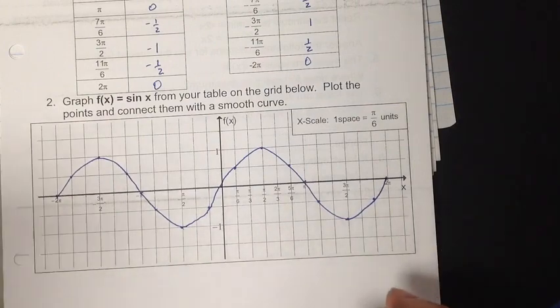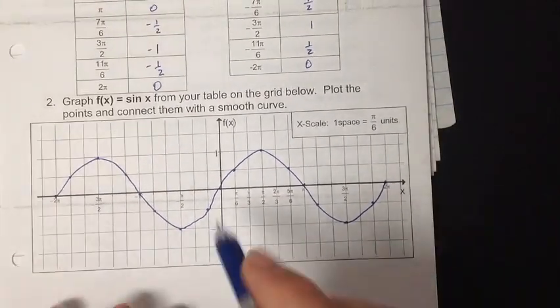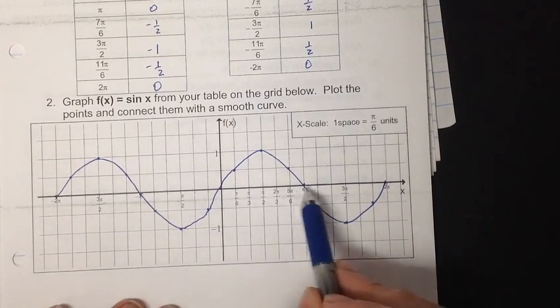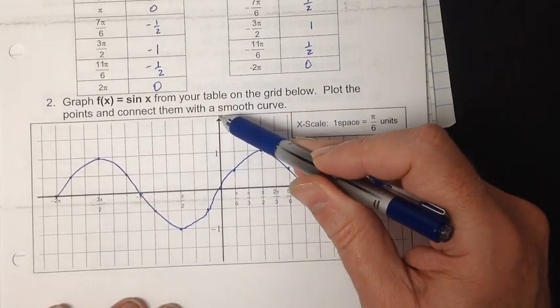All right. Now on the back side of this page, the second page, we're going to answer some questions about this. Notice we're going by pi/6 each of these lines, whereas this is 1, and then the top line would be 2 up at the top of the graph.